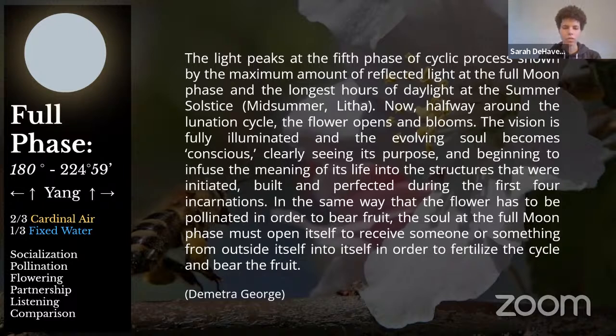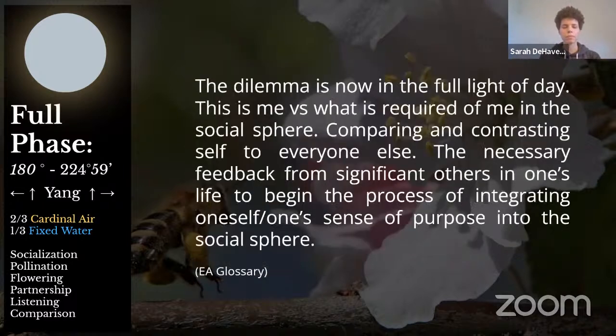In the same way that the flower has to be pollinated in order to bear fruit, the soul at the full moon phase must open itself to receive someone or something from outside itself into itself in order to fertilize the cycle and bear fruit. Yeah, the disseminating phase follows the full phase for a reason, right? That the flower needs to be pollinated, otherwise no fruit will be born. You know, it just won't happen. So this interaction is very, very important.